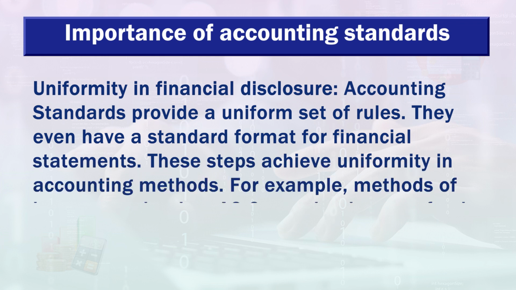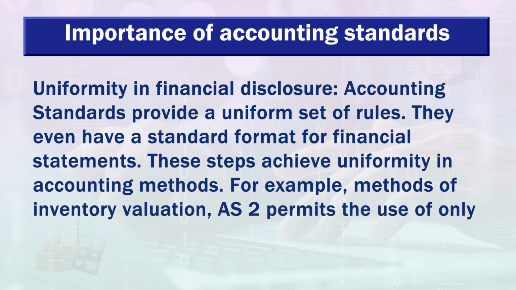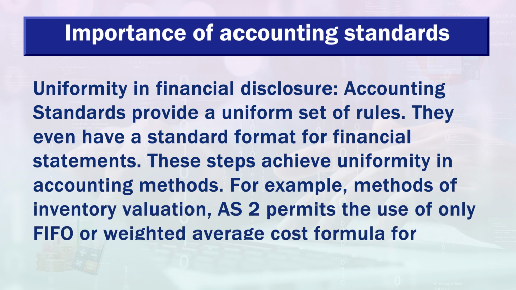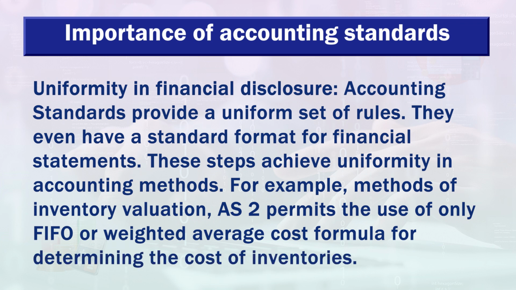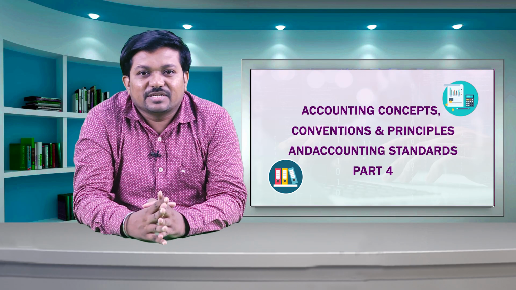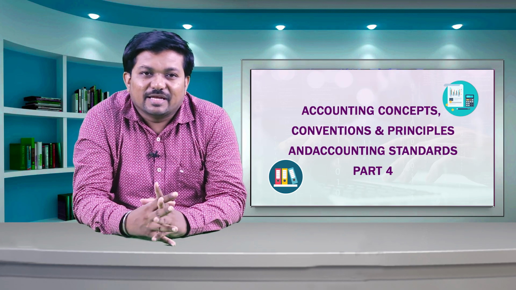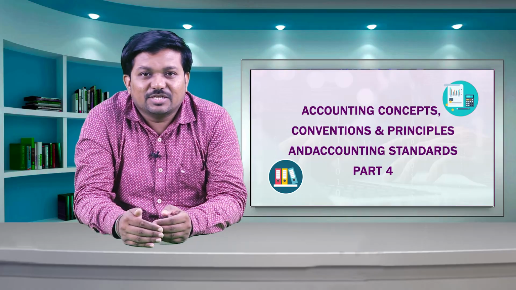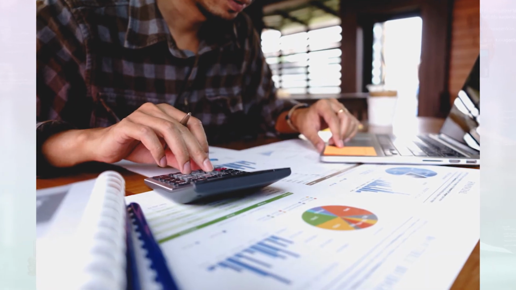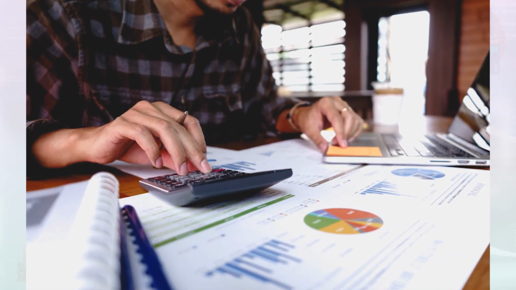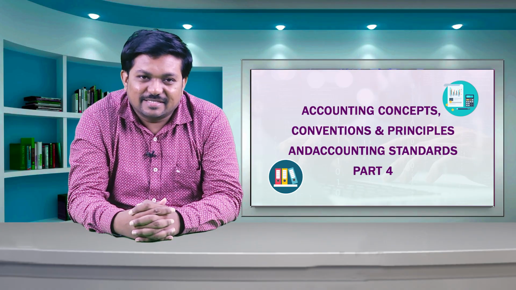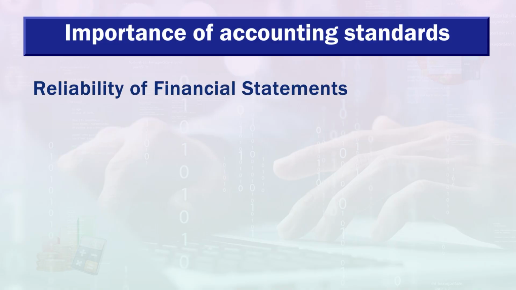For example, methods of inventory valuation. Accounting standard number 2 permits the use of only FIFO or weighted average cost formula for determining the cost of inventories. This restriction brings uniformity in accounts, means presentation and preparation of financial statements in a uniform manner. Next is reliability of financial statements.